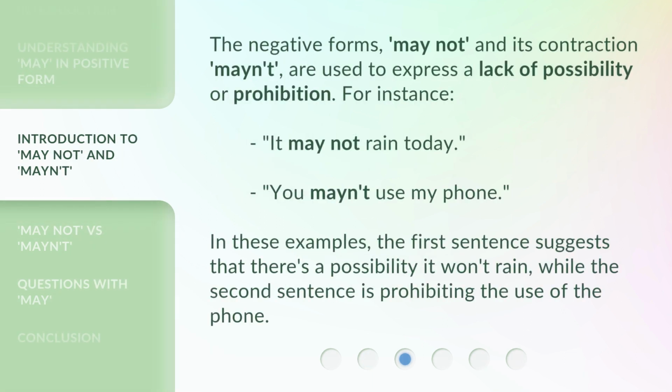The negative forms, may not, and its contraction, mayn't, are used to express a lack of possibility or prohibition. For instance, it may not rain today. You mayn't use my phone. In these examples, the first sentence suggests that there's a possibility it won't rain, while the second sentence is prohibiting the use of the phone.